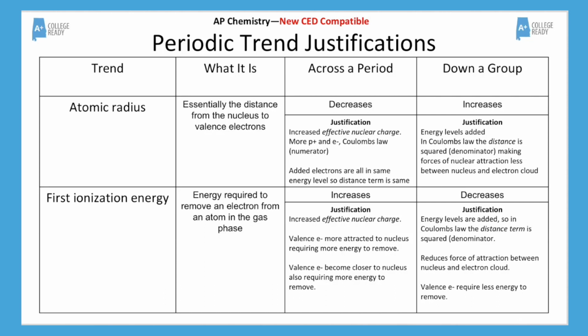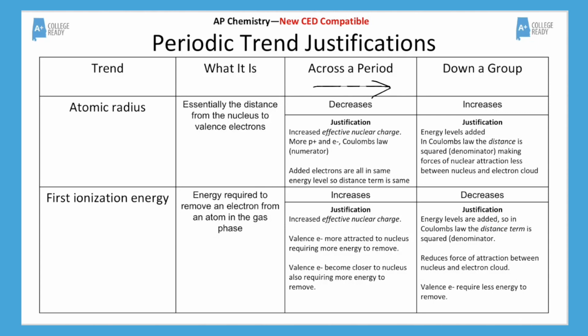If we look at this, notice these are just the definitions. Notice as we go across a period, the size of that atom decreases. Why? Think about what's happening. Each new element has one more proton. That means an increase in effective nuclear charge. The more protons, the greater attraction for the electrons in that energy level. So the size is getting smaller.